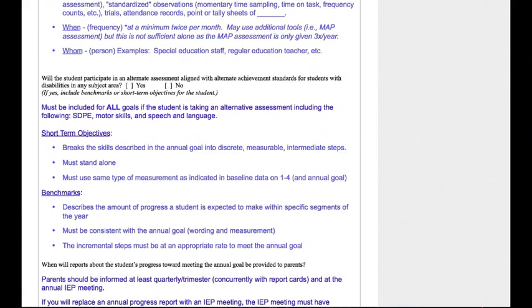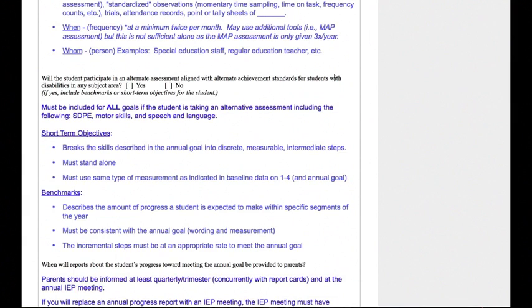So for example, the student might be expected to achieve or demonstrate this behavior 3 out of 10 times by December, but then by February you want to see that student doing it 5 out of 10 observed trials consistently, and then perhaps in June you're hoping to see that student doing it 6 out of 10 observed trials. So that's kind of how the benchmark goes. And again, making sure that your wording for that benchmark is consistent with the annual goal.